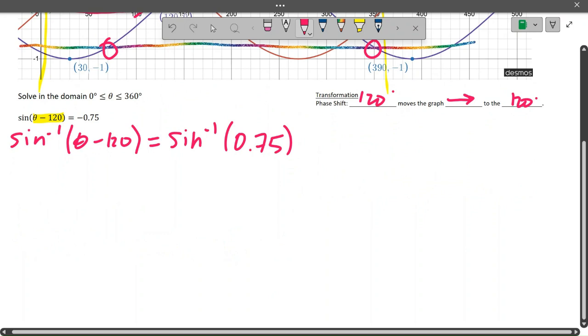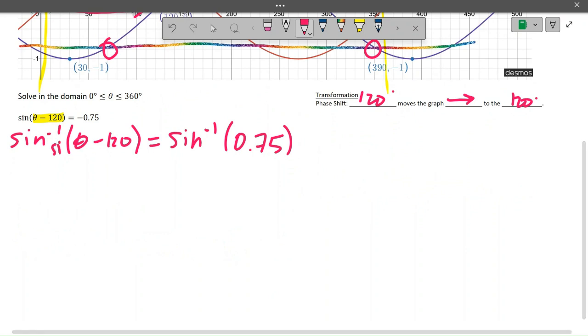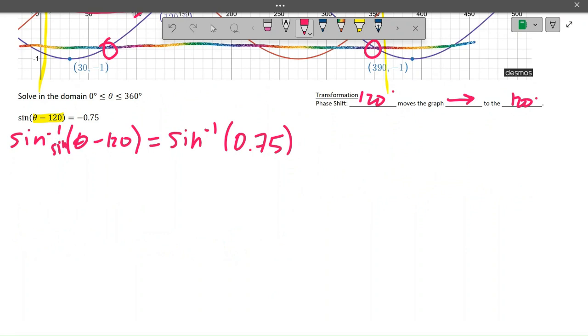All right. So when we take, I forgot to write sine there. When we take the arc sine of values, the arc sine makes the sine go away and we're left with theta minus 120 equals the arc sine, or inverse sine, of 0.75, which I'm going to put in my calculator. Remember that you need to be in degree mode. And when I do that, I get negative 48.59.